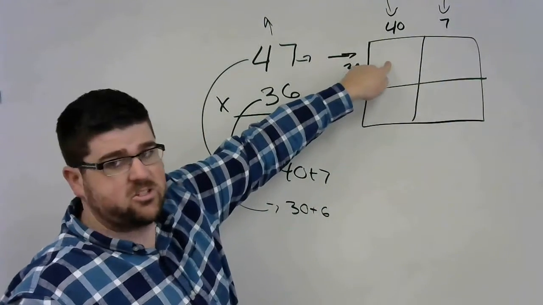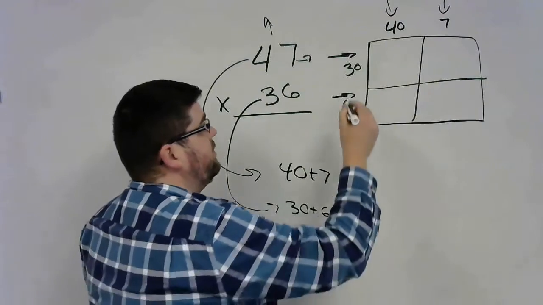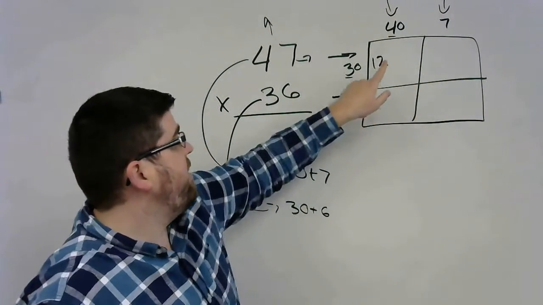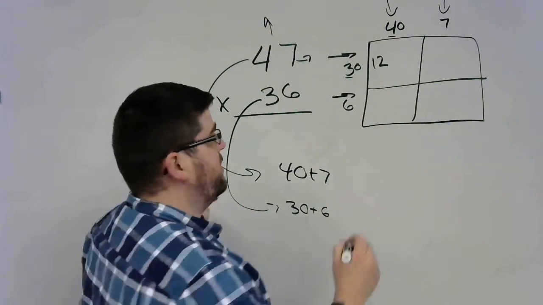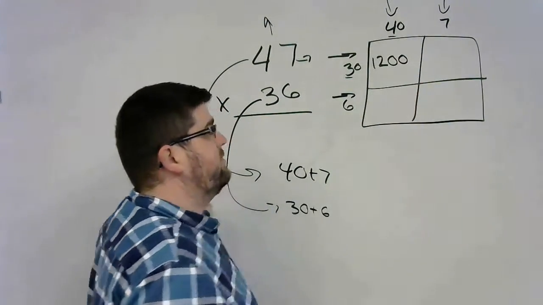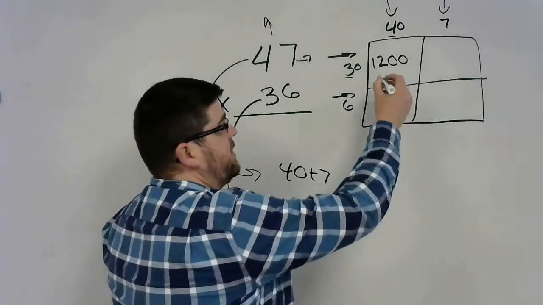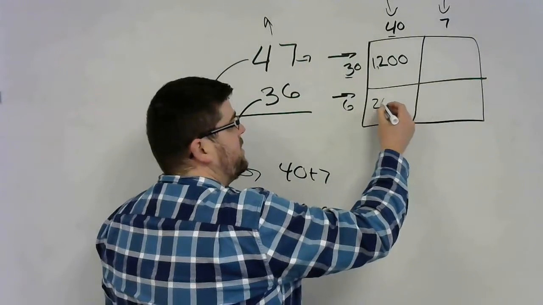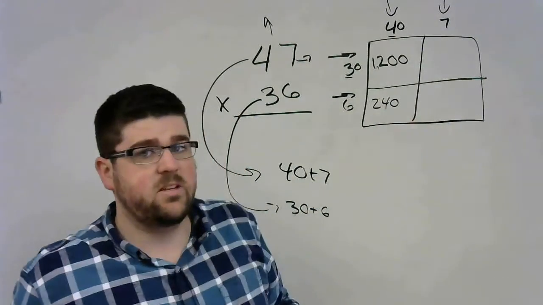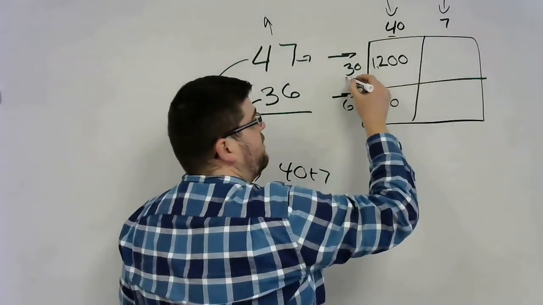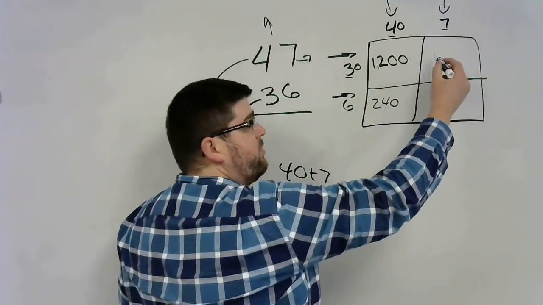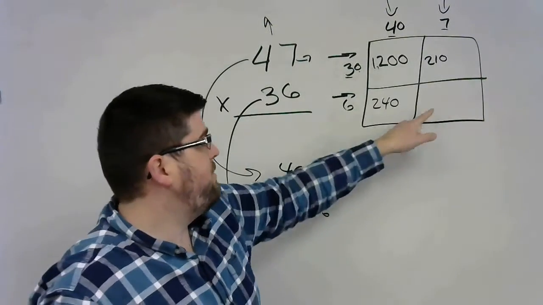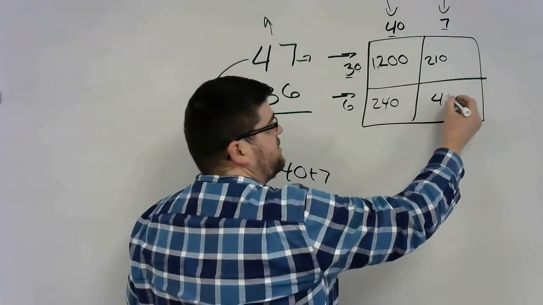So my first box, I always just like to start with this box. 40 times 30, well, 4 times 3 is 12, and then I have to add on 2 zeros as pretty little presents. 1,200 is the answer to 40 times 30. Then I do 40 times 6. Well, 6 times 4 is 24, and then I just add the 0 on. This one over here would be 30 times 7. Well, 3 times 7 is 21, and I just add a 0 on the end. And then my last box, 7 times 6 is 42.